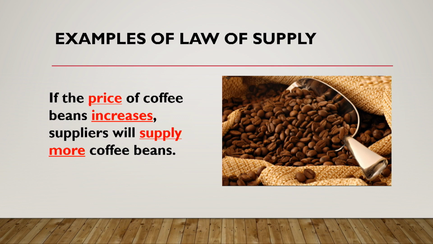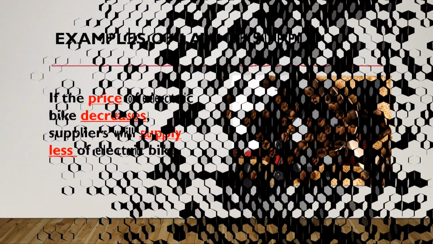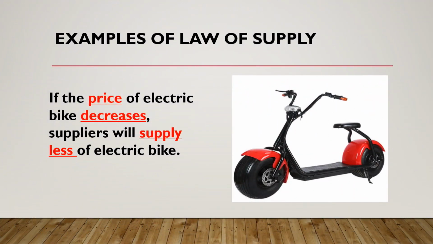Examples of the law of supply. If the price of coffee beans increases, suppliers will supply more coffee beans. Another example is, if the price of electric bikes decreases, suppliers will supply fewer electric bikes.